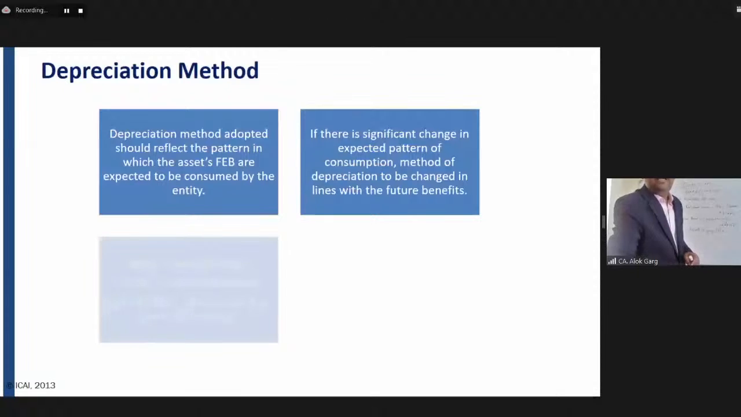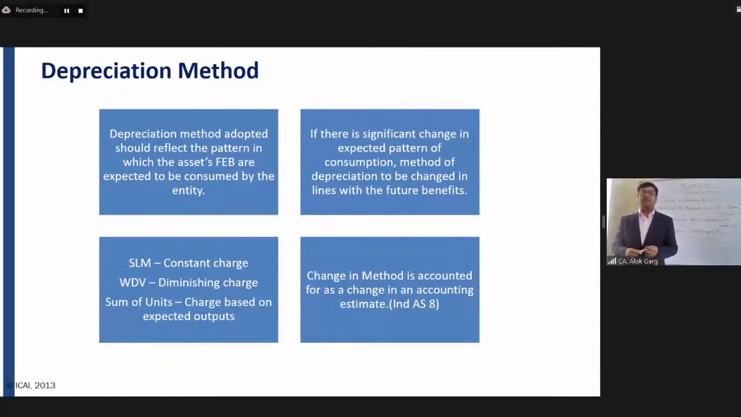So the depreciation method we have discussed. The depreciation method adopted should reflect the pattern in which the asset's future economic benefits are expected to be consumed by the entity. If there is a significant change in the expected pattern of consumption, the method of depreciation is to be changed in line with the future benefits. Straight line method means constant charge. Written down value method means diminishing charge. Sum of units method means depreciation charge based on the expected output. We have discussed all these concepts. A change in method is accounted for as a change in accounting estimate and it has to be applied prospectively. Okay, so we have covered this part also.